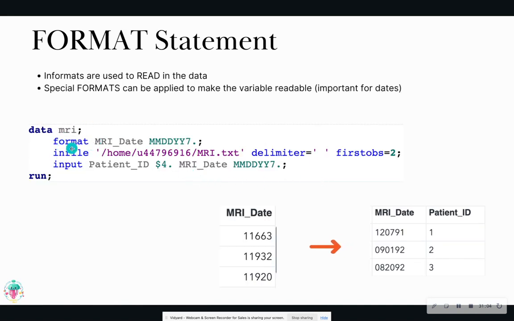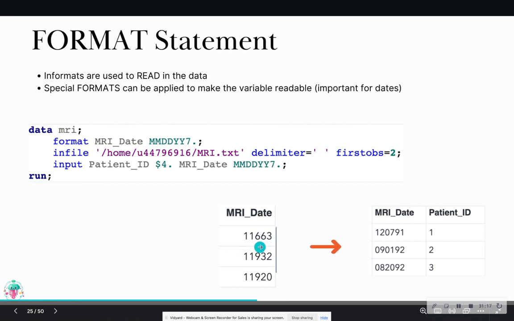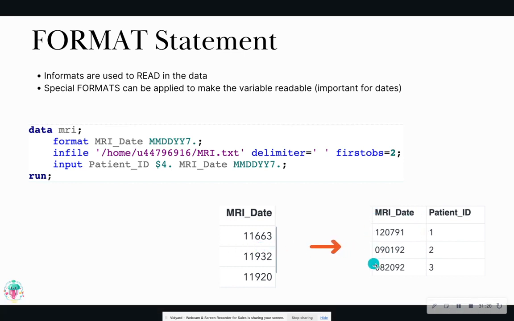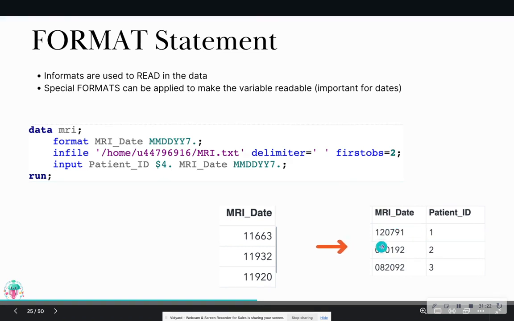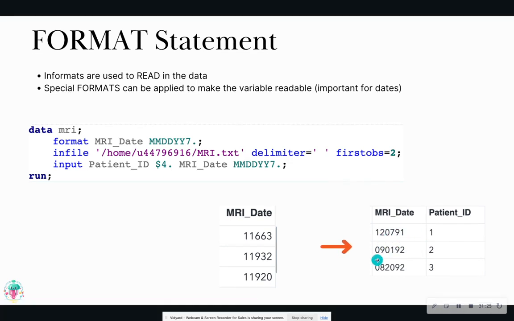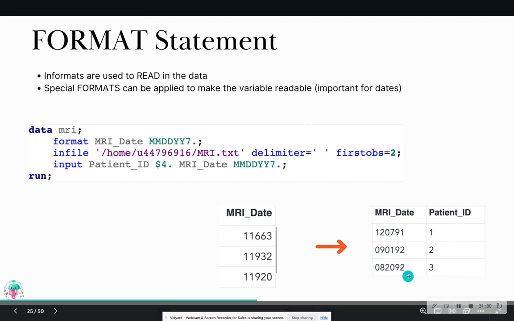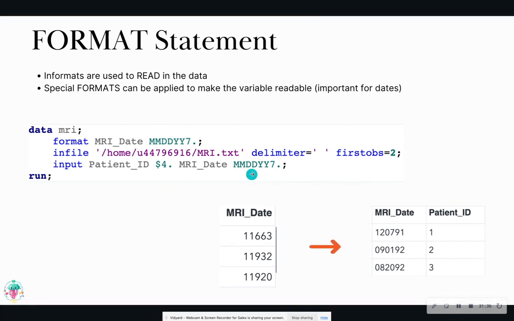So I've added this format statement here, and notice that I have the same thing: MRI date, month, day, year 7 with a decimal. Don't forget that decimal. And so now the MRI date that was once just integers that made no sense to me is now in an actual date format that I can understand: December 7th, 1991, September 1st, 1992, August 20th, 1992. So informats only read it in. Format statements make it readable to us. And that is very important for dates.